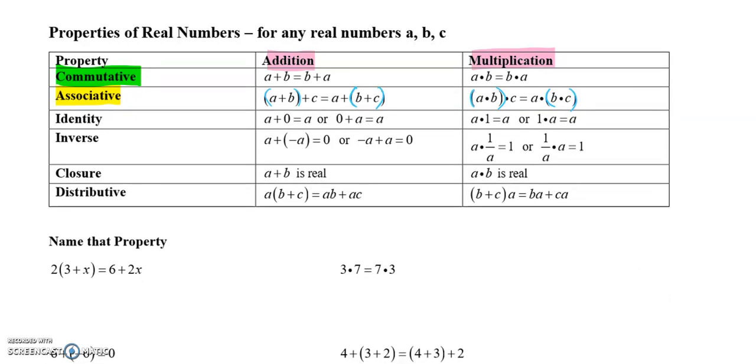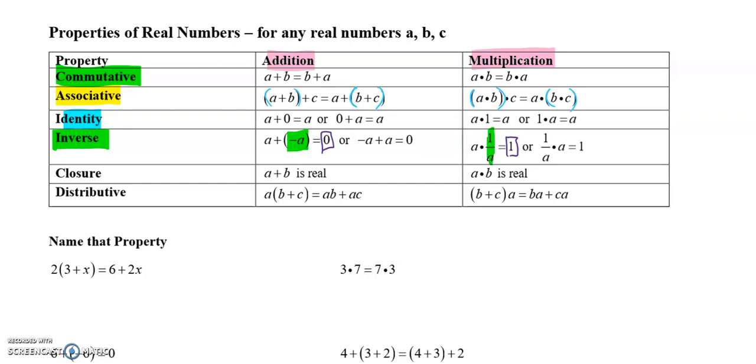The identity property. The identity property is getting yourself back. Think, your own personal identity is you. So if I start with A and I add on 0, I'm back to A again. If I take an A and multiply it by 1, I'm back to A again. The inverse is when you are getting to 0 for addition and 1 for multiplication. So here we're trying to get to 0 or we're trying to get to 1 for the inverse. For the inverse with addition, it's adding the opposite. And for multiplication, it's the reciprocal.